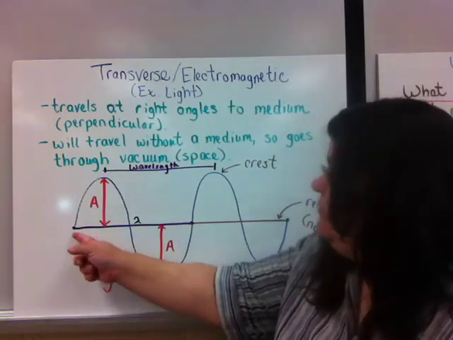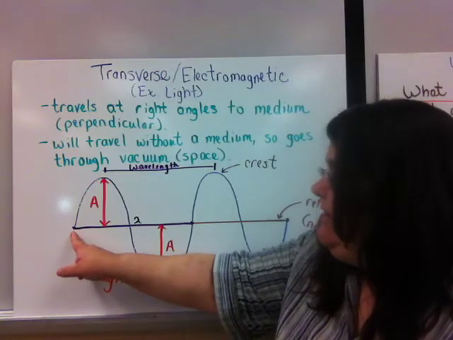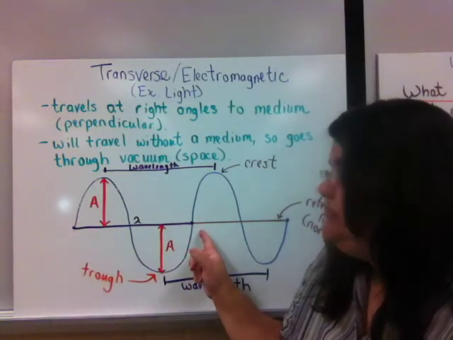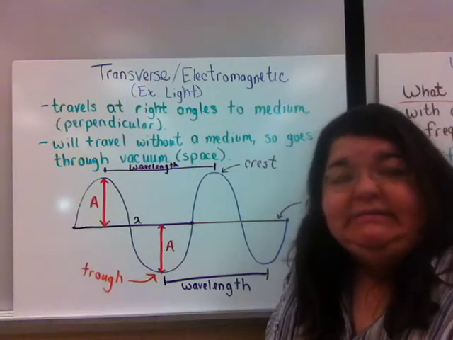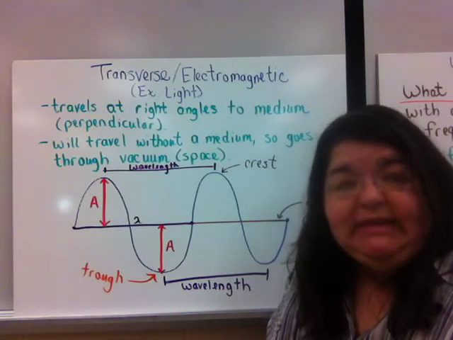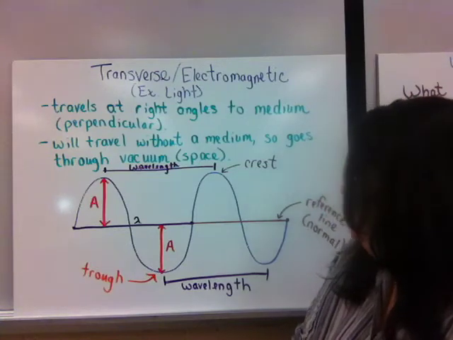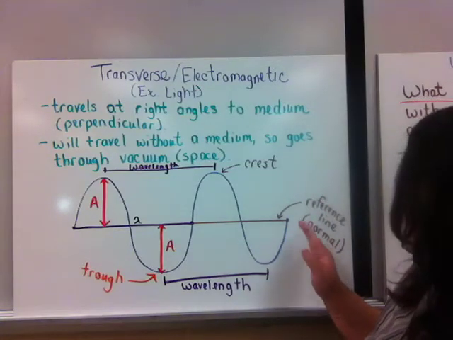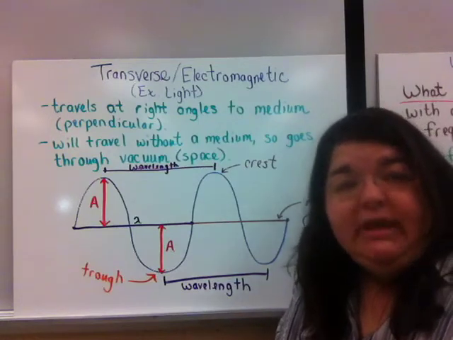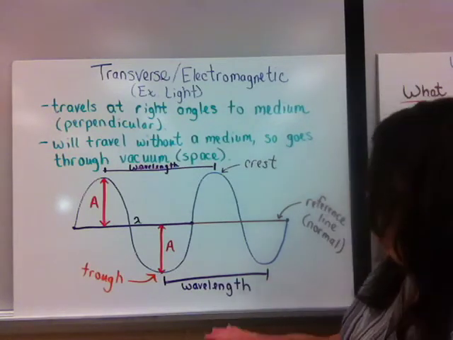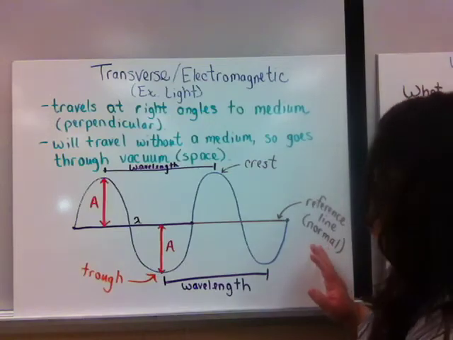We also have wavelength from the beginning of the crest to the end of a trough, because by definition the wavelength is a complete crest and a complete trough. Now this reference line is where the material would be if the wave was not passing through. So it's the reference line or the normal line.